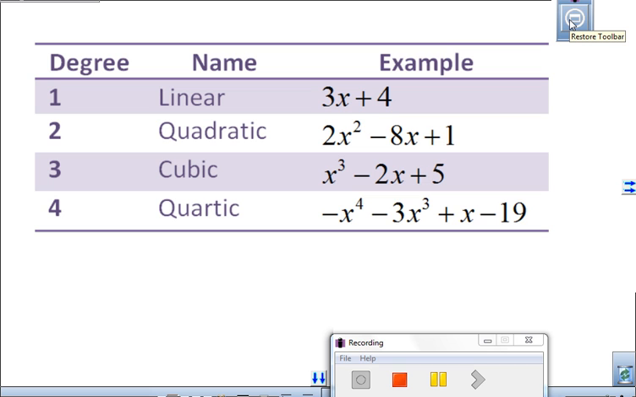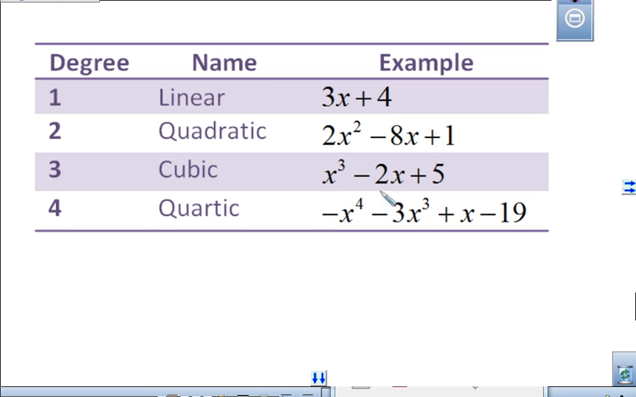So if you remember, a first degree polynomial would be linear, a second degree would be quadratic, a third degree would be cubic, and a fourth degree would be quartic. So here are some examples of some polynomials that we've looked at. So please make sure that you keep that in mind when you get to your homework today.